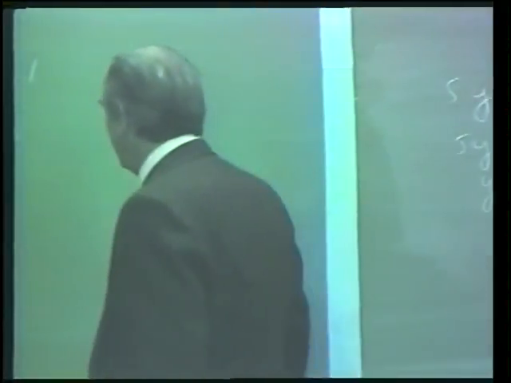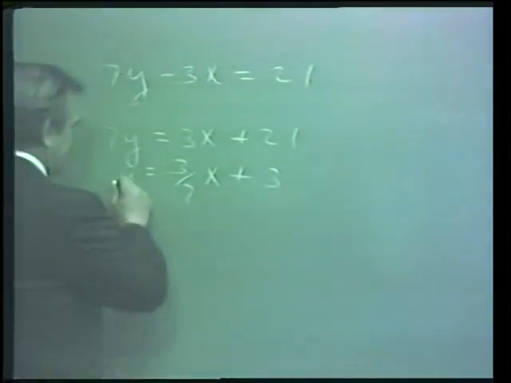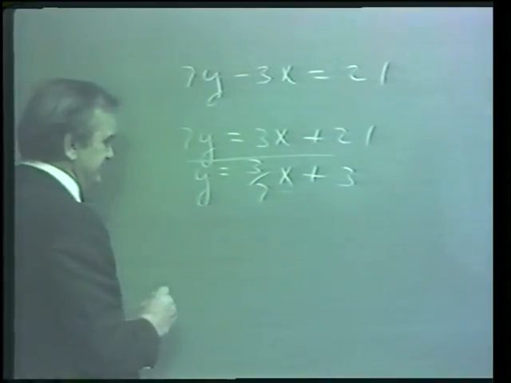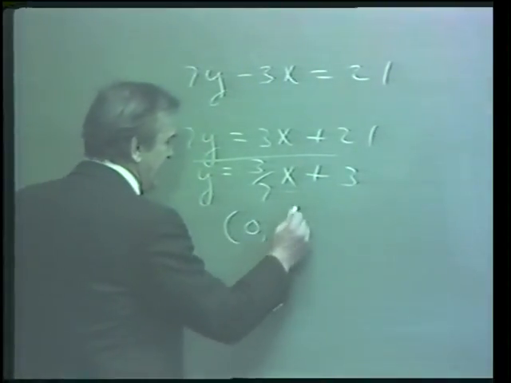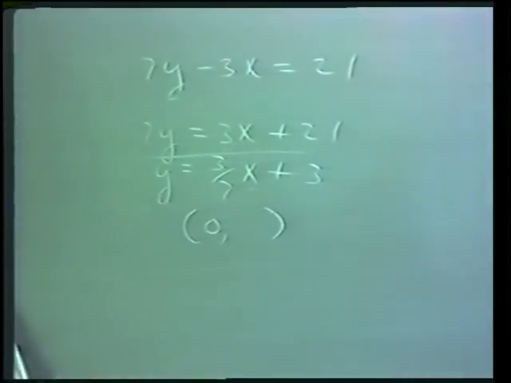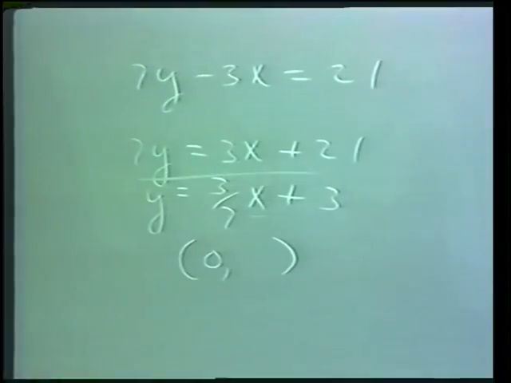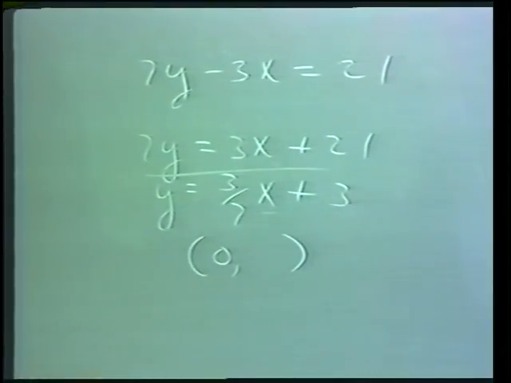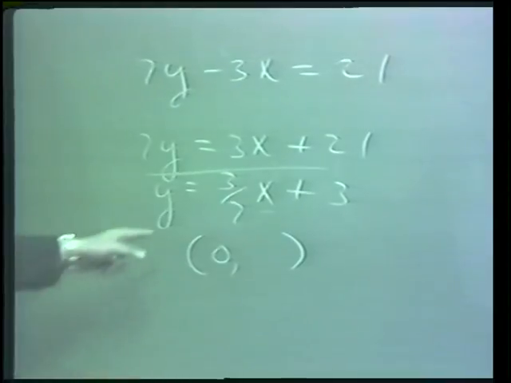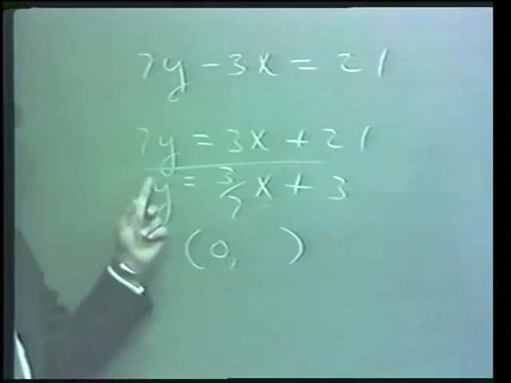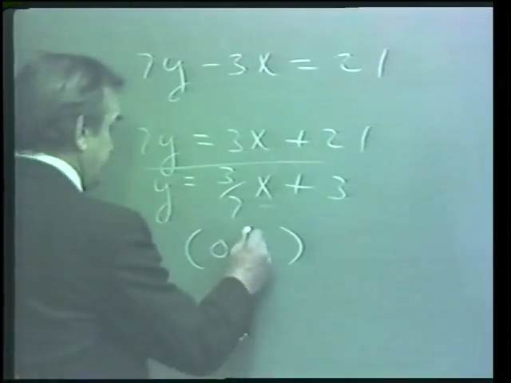Now, let's go back to this equation right here. Y is equal to 3/7 x plus 3. Suppose I tell you, hey, x is 0. What would y equal? 3. Everybody agree, 3. If x is 0, you have 3/7 times 0, which is 0, right? So your y is equal to 3.